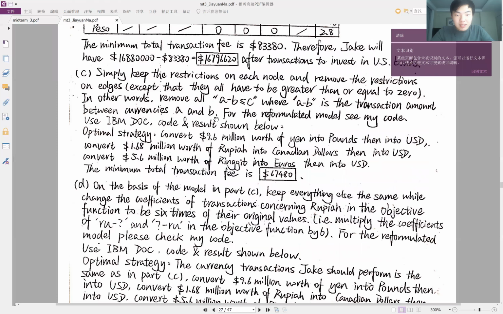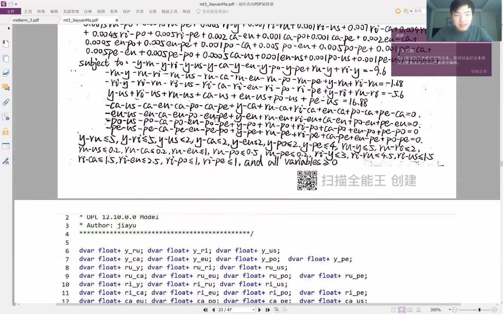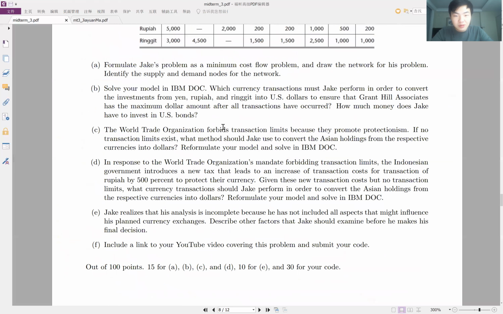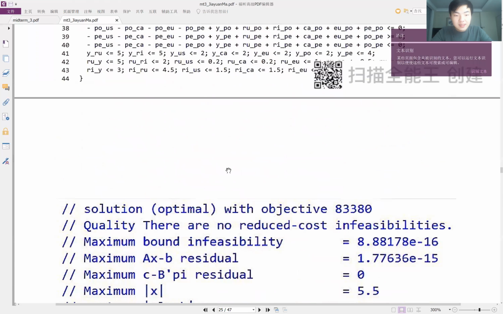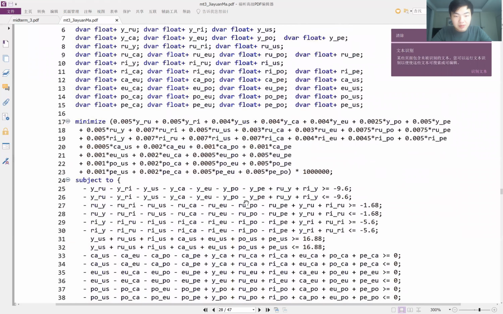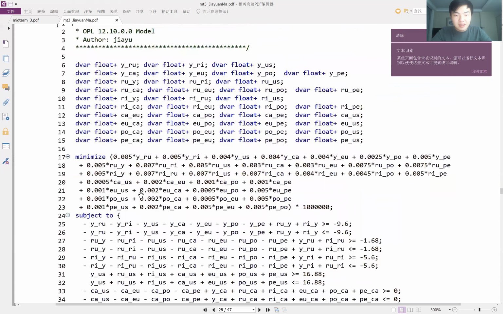This is very simple. Basically, you see the model that we formulated here, right? We have a lot of transaction limits, i.e. the restrictions displayed below. What we need to do is just remove all of these restrictions, because as stated, there are no restrictions anymore, right? So the revised version is described below. You can see there are no further restrictions for transaction limits at all.